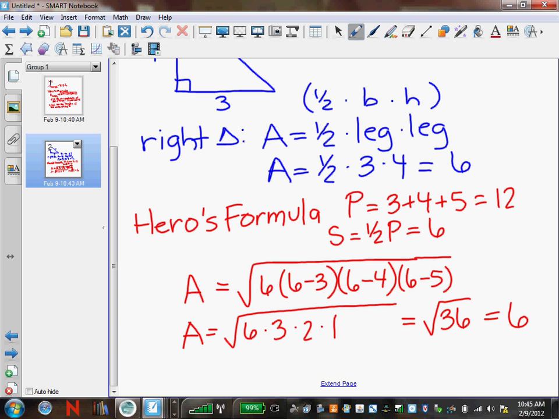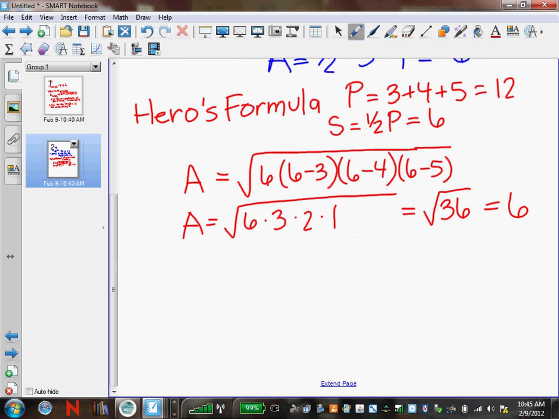Now this is an example where you probably wouldn't want to use Hero's formula because using 1/2 leg times leg was so easy. I wanted to use this one so that you can see that it indeed works. If you just have any triangle that you're trying to find the area of, that you don't know the height, that you just have the lengths of the sides, then you might want to use or consider using this formula.